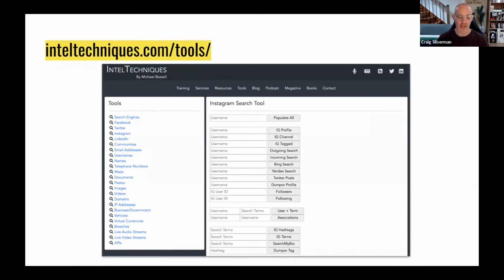Inteltechniques.com/tools has, I mean, just look over here on this left-hand side. It has tools for search engines, searching Facebook, Twitter, Instagram, LinkedIn, email addresses, usernames, website domains, vehicle license plates. This is probably the best single collection of online digital search tools anywhere. And the guy who runs this site is a genius in this area.